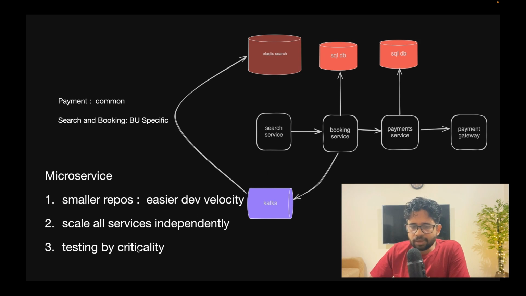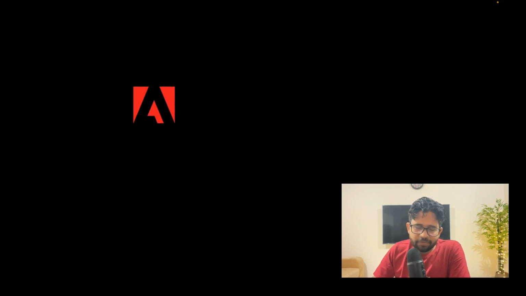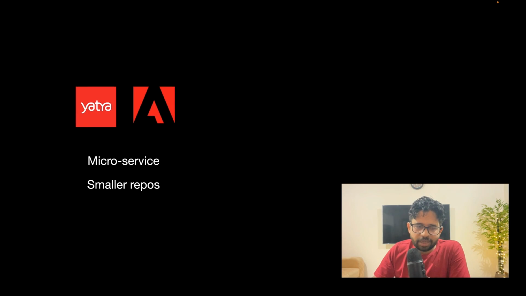The critical and non-critical features could also be separated. For example, the marketing campaign and all those things are not critical compared to the payment. You could separate them as well. So it makes things easy. It divides things into logical partitions and just makes things easier to work with. So when I was working at companies like Adobe and Yatra, the microservice architecture with smaller repos was preferred. I'm not going to claim that all the teams in Yatra and Adobe were using this, but this is something which was there in my team. I can't comment on other use cases, but wherever I was working, these are the use cases which were there.